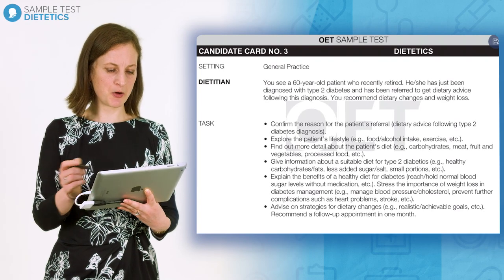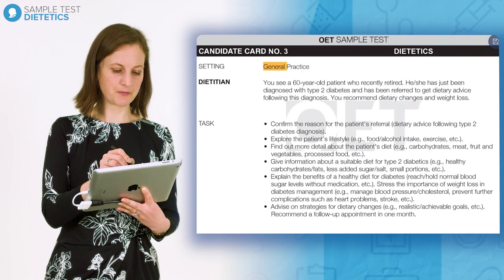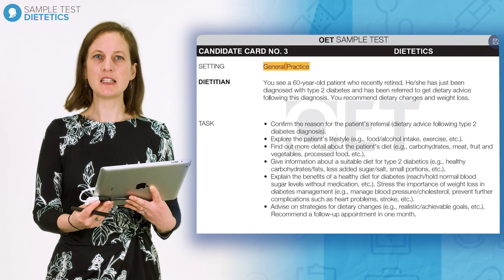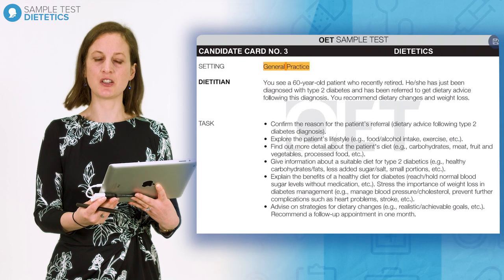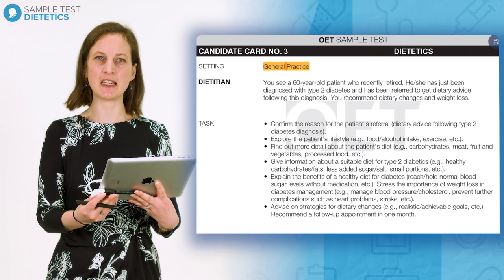Notice the setting of the role play. Here, it is a general practice. This tells me that the situation is not urgent and I may or may not have met this patient before to discuss some routine health condition.